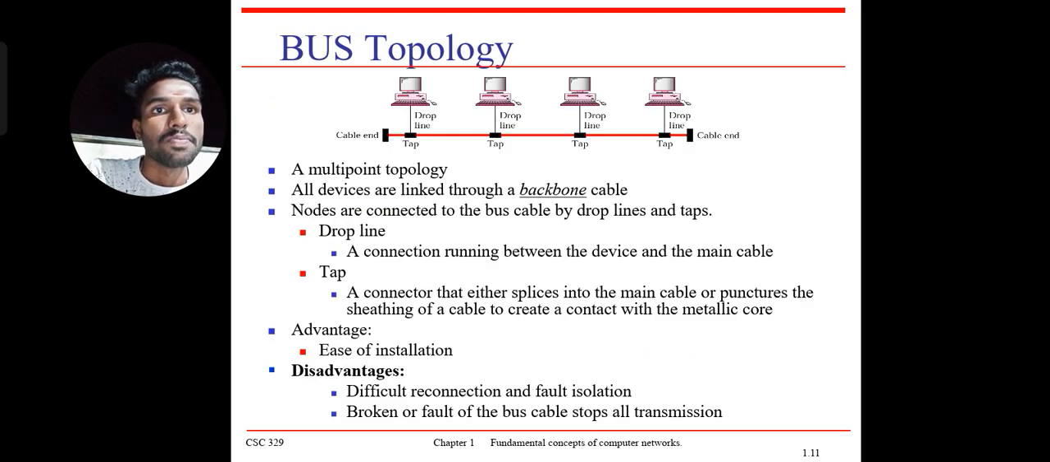Next one is bus topology. A multipoint topology. All devices are linked through a backbone cable. Nodes are connected to the bus cable by drop lines and taps. Drop line: a connection running between a device and the main cable tap. A tap is a connector that either splices into the main cable or punctures the sheathing of a cable to create a contact with the metallic core. Advantages: easy installation. Disadvantages: difficult reconnection and fault isolation. A break or fault in the bus cable stops all transmissions.